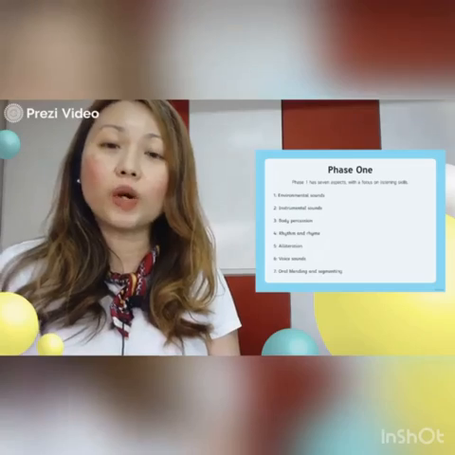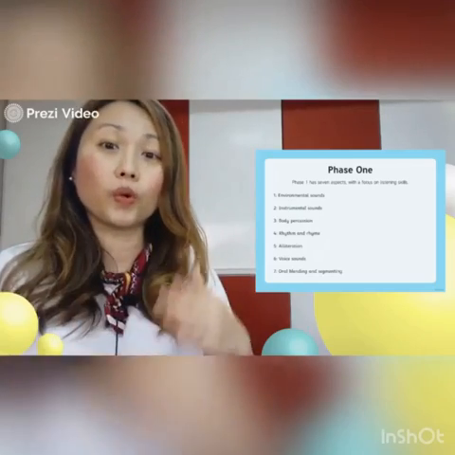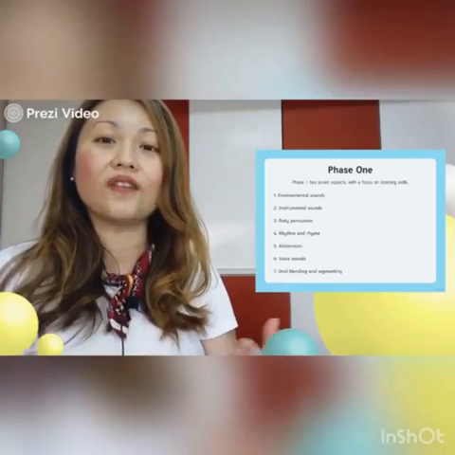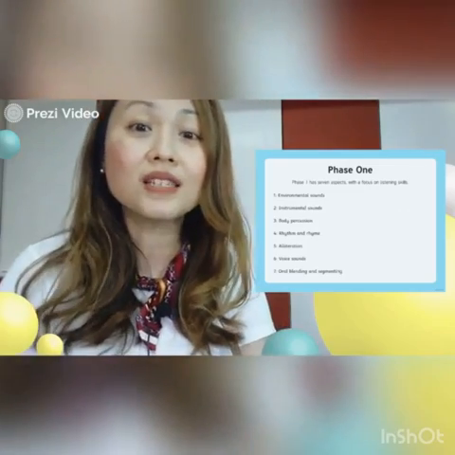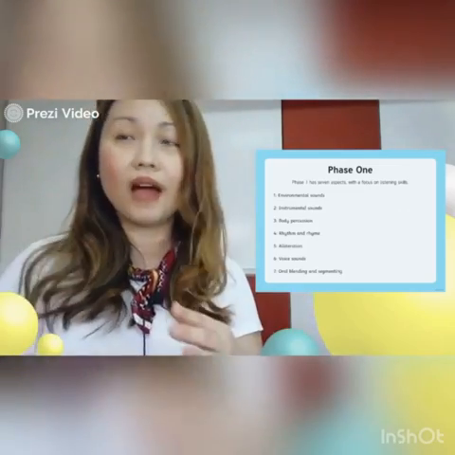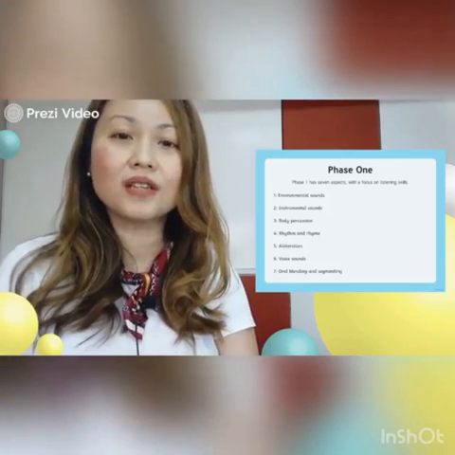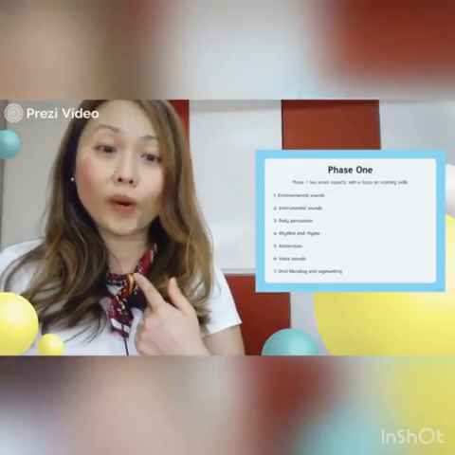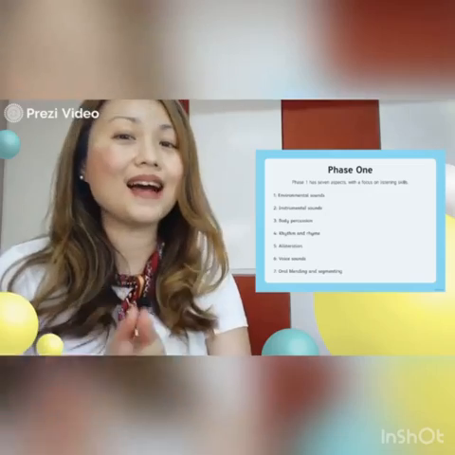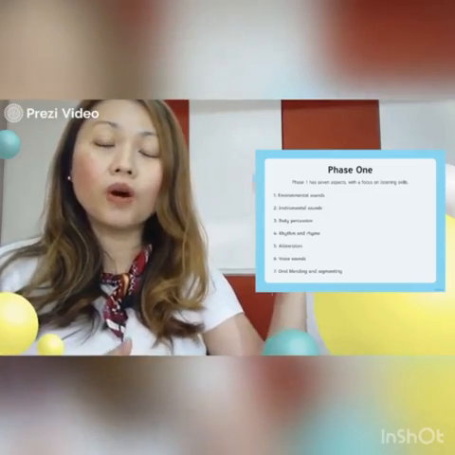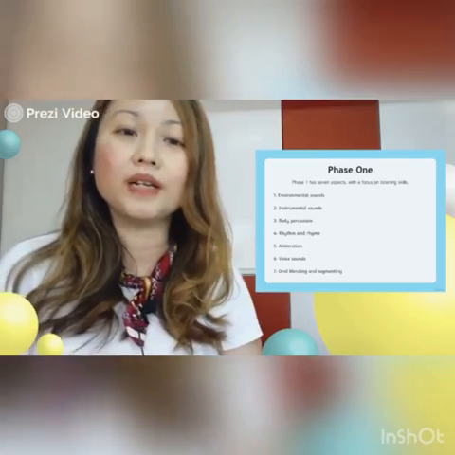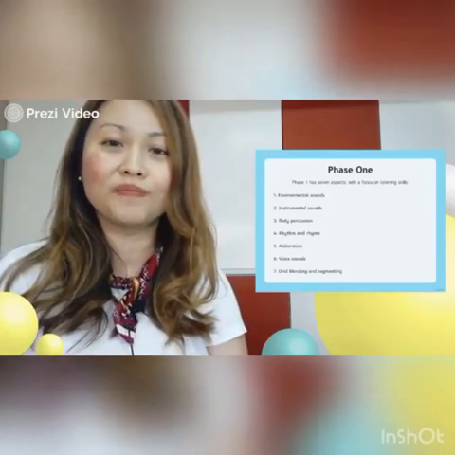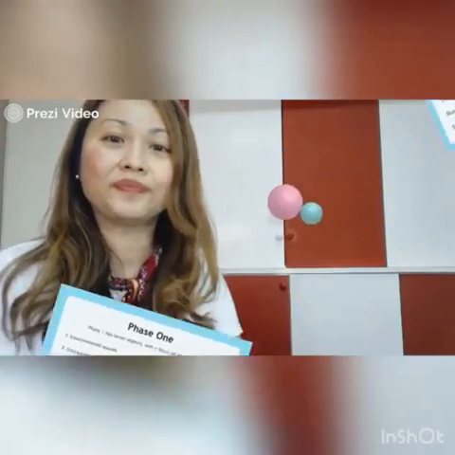Now in phase 1 we will have what we call 7 aspects. We will go through each and every aspect later on, but today we'll just introduce to you the 7 aspects, which consist of environmental sounds, so what you hear everywhere around you, instrumental sounds, body percussion, rhythm and rhyme, alliteration, voice sounds, oral blending, and segmenting. You don't have to go through all these aspects individually, but it's important that you expose your child to as many of these sounds as possible so that they are actively listening.